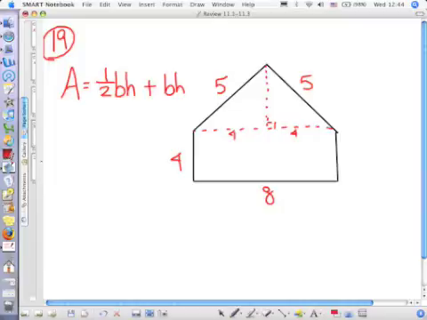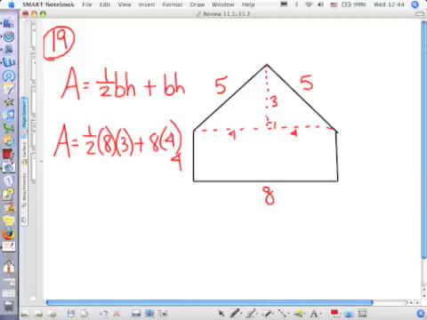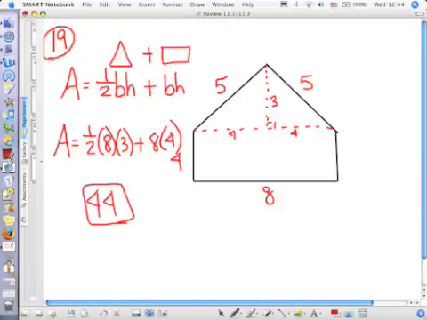So what's the height of the triangle? 3. 3, 4, 5. Okay, so my triangle has a base of 8 and a height of 3. And my rectangle, what's my base and height? 8 and 4. And so that's 12 plus 32, or 44. I used 2 formulas. I found the area of a triangle and added it to the area of a rectangle. I didn't have one formula to find that. So it was a combo.